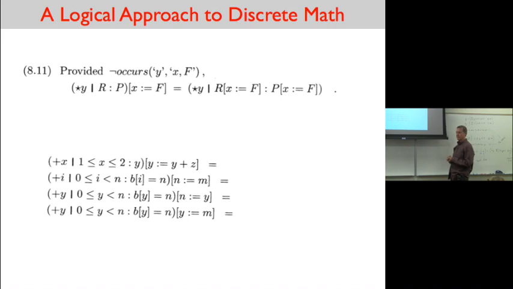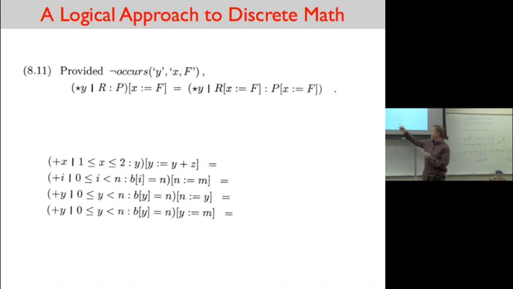All right, so with this in mind, let's see if you can figure out what these textual substitutions are. The first one says plus x, range 1 less than or equal to x less than 2, body y. And it says y replaced by y plus 2, textual substitution. Now, how are we going to do this textual substitution? Well, first of all, we have to check our occurs, right?